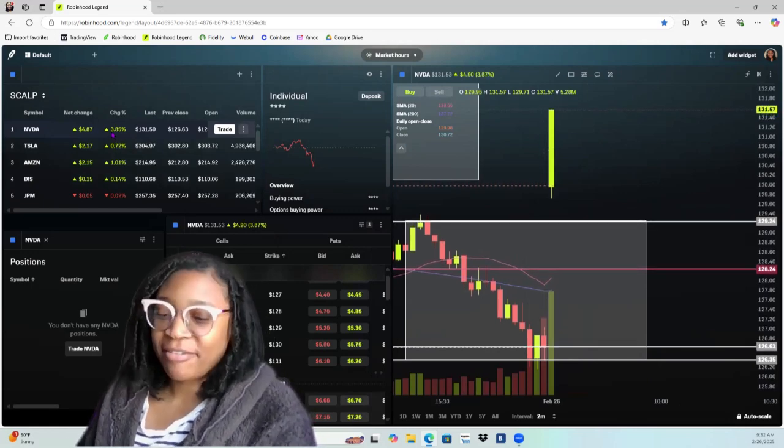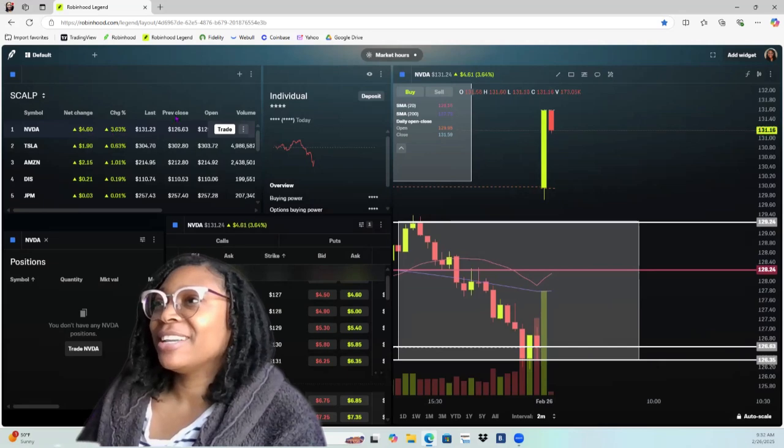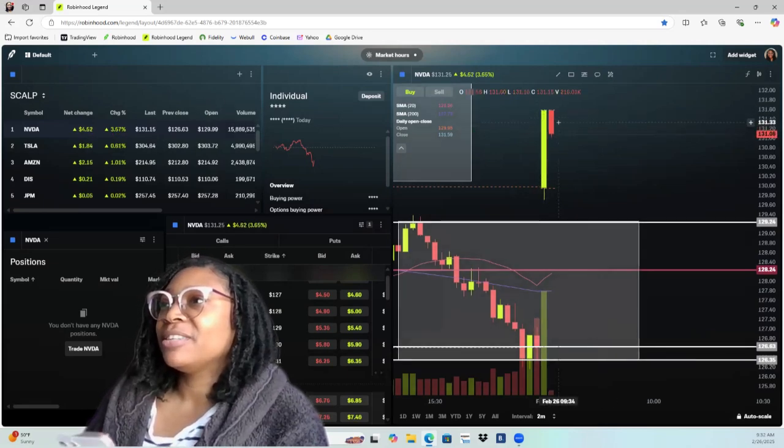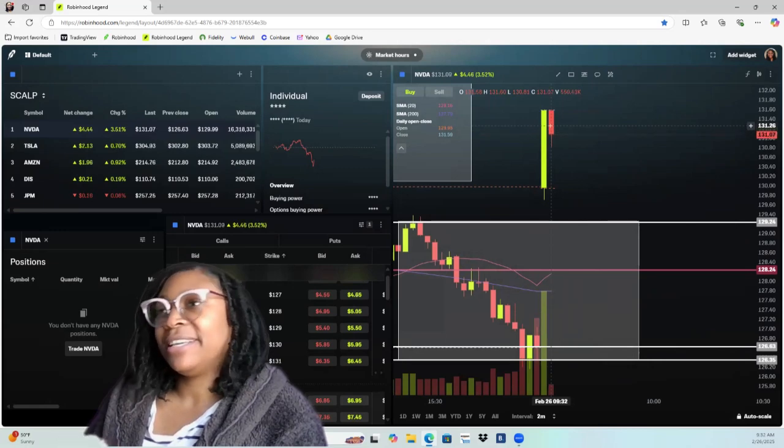I don't even know if I have enough buying power to buy this. So we see right after that, we'll see if there's any follow through. So if there's some follow through and the trend is developing, then I'll jump right into it. But we'll see.